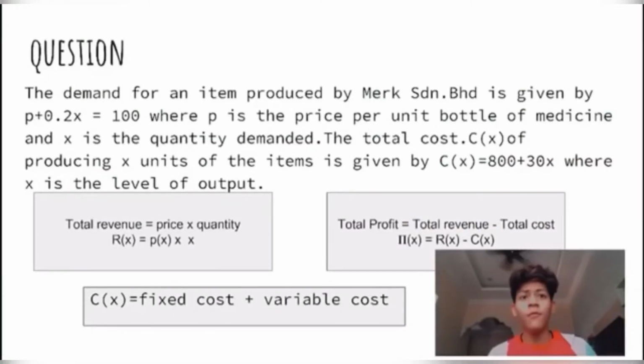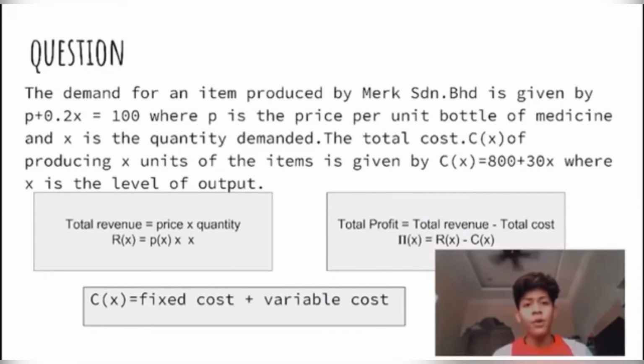The demand for an item produced by Merchant Berhad is given by P plus 0.2x equal to 100, where P is the price per unit bottle of medicine and x is the quantity demanded. The total cost C(x) of producing x units of the items is given by C(x) equal to 800 plus 30x, where x is the level of output.